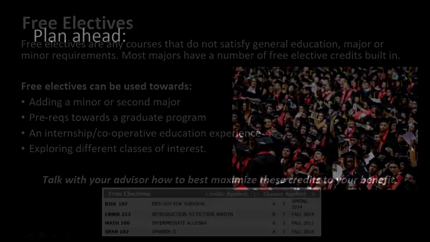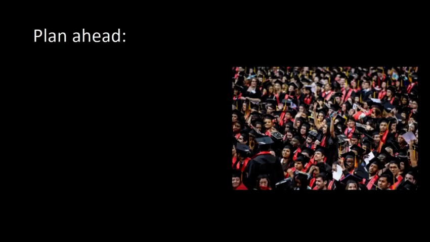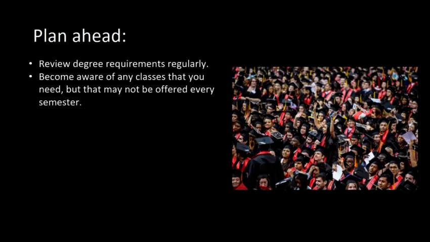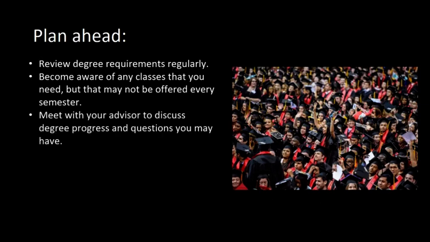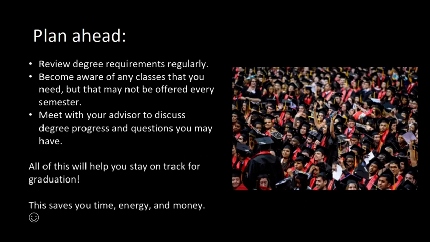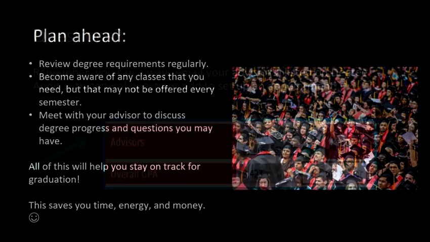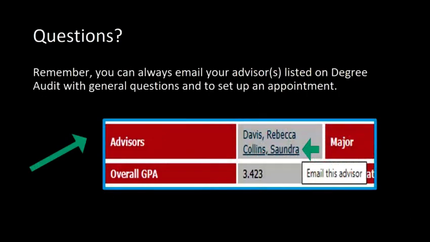Now that you know more about your degree audit, you can plan ahead. Review your requirements regularly. Become aware of any classes that you need, but that may not be offered every semester. Meet with your advisor to discuss your progress and questions you may have. And ultimately, doing all of this will help you stay on track for graduation and save you time, energy, and money. Remember, you can always email your advisor listed on the degree audit with general questions and to set up an appointment to go over your requirements to graduate as well as your future plans.